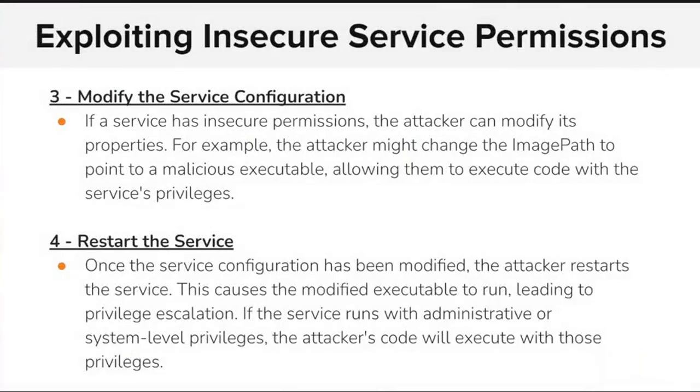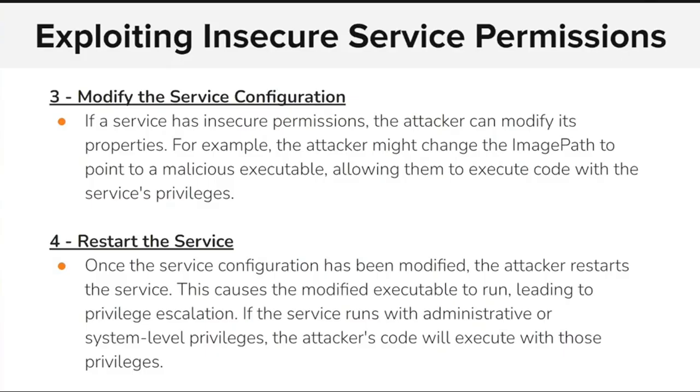Step 3 is obviously to modify the service configuration. So if a service has insecure permissions, the attacker can modify its properties. For example, the attacker might change the image path, which is just another fancy word for the actual path of the executable, to point to a malicious executable or a payload, or an MSFvenom payload, etc., allowing them to execute the code with the service's privileges or the owner of the service and their privileges.